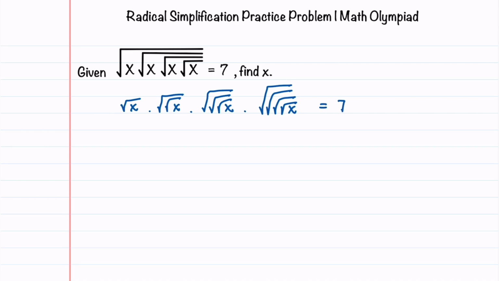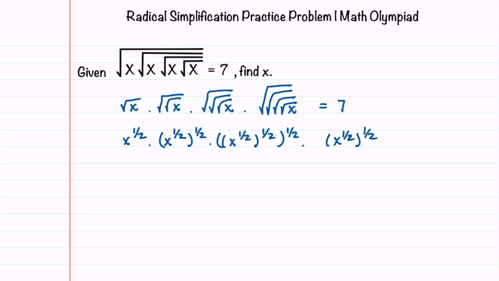The square root of x can be written as x to the 1/2. The square root of the square root of x can be written as x to the 1/2 raised to the 1/2. Our third term can then be written as x to the 1/2 to the 1/2 to the 1/2, and our last term can be written as x to the 1/2 raised to the 1/2 raised to the 1/2, and then raised to the 1/2 again.